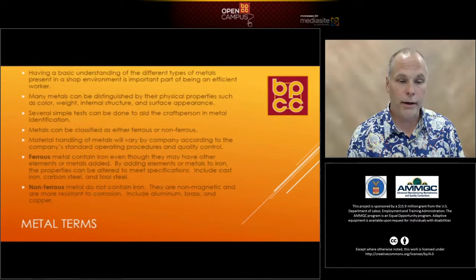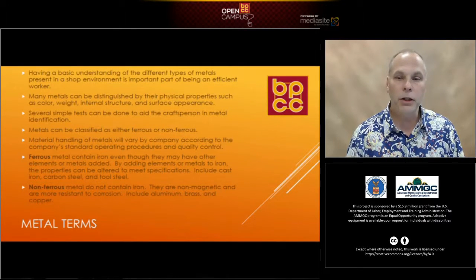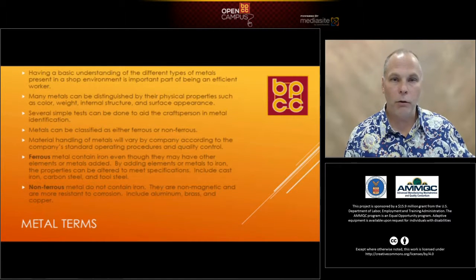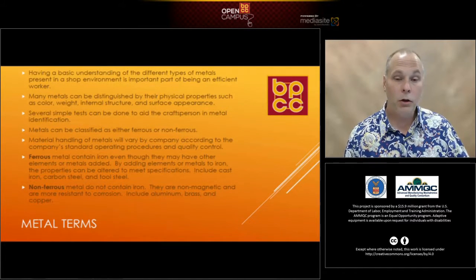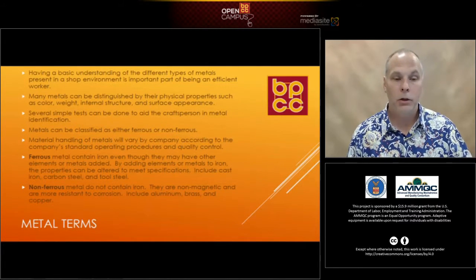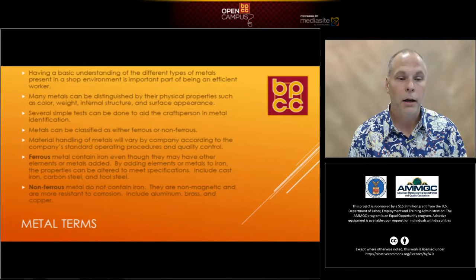So we'll go right into some metal terms. Having a basic understanding of the different types of metals present in the shop or manufacturing environment is very important to be an efficient worker. Because if you're trying to deal with aluminum and you keep picking up carbon steel, you're not going to be very efficient. But the difference between aluminum and carbon steel is easy to see, so you shouldn't make that mistake over and over if you know some of the rules behind it.